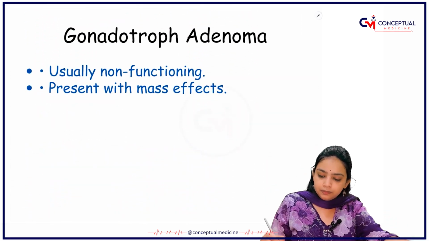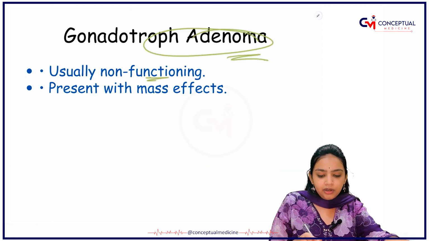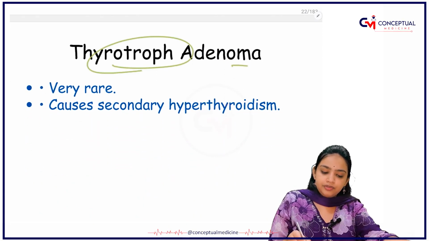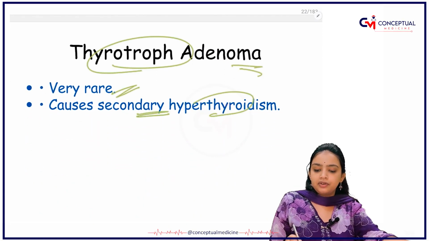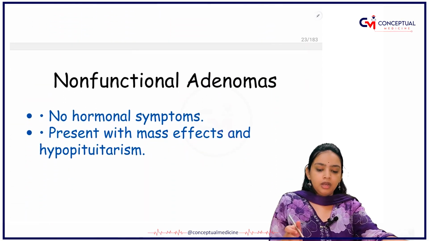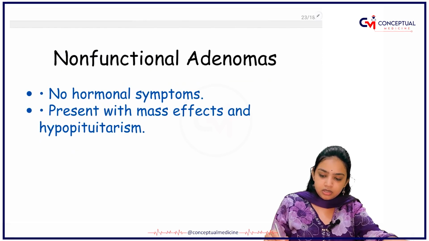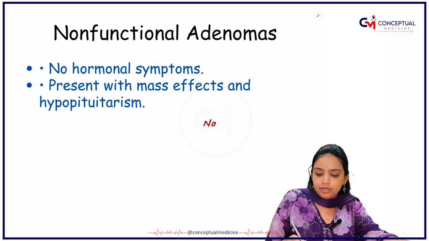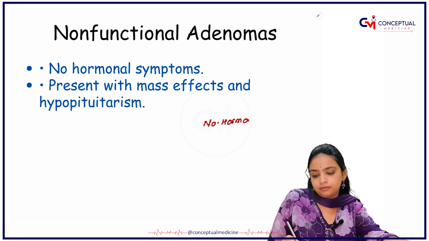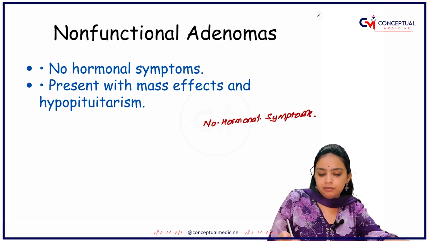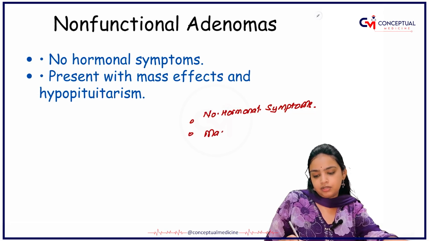Now, next you have the gonadotroph adenoma. They are usually non-functioning and present with mass effect. Okay. Thyrotroph adenomas are very rare and cause secondary hyperthyroidism. Let's talk about the non-functional adenomas. In the non-functional, as the name suggests, there are no hormonal symptoms. Okay, there are no hormonal symptoms and they may present with mass effect and hypopituitarism.